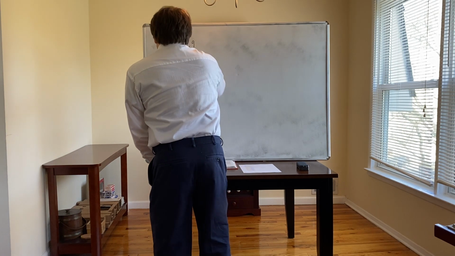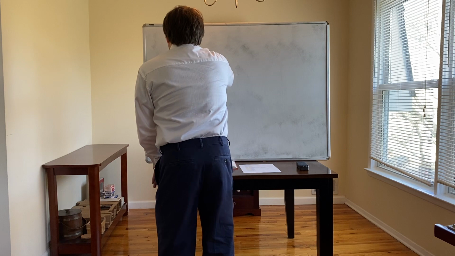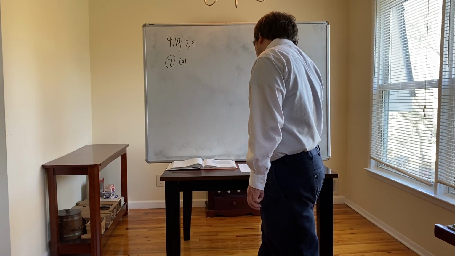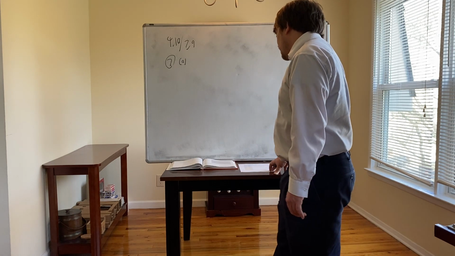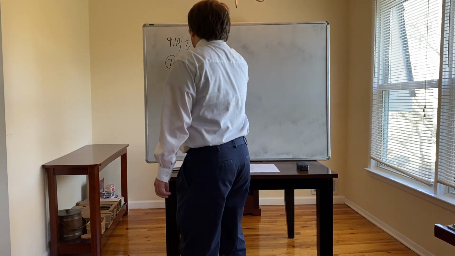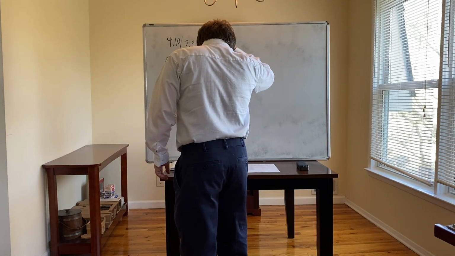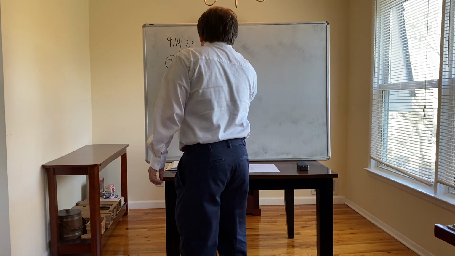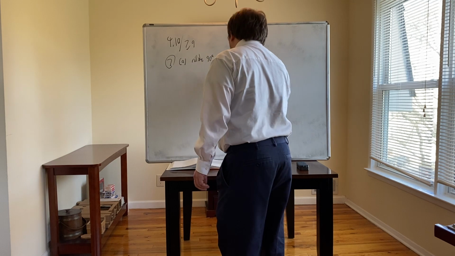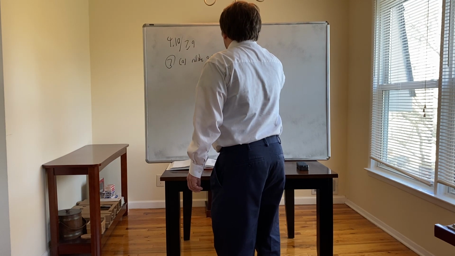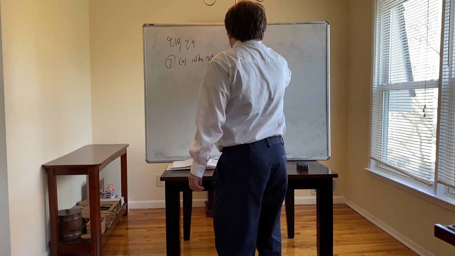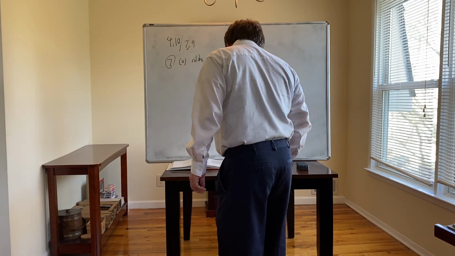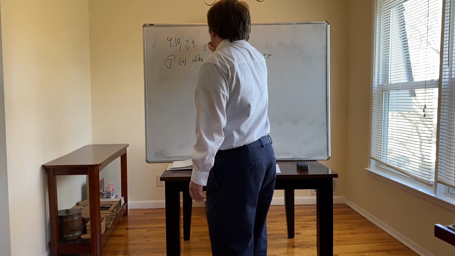Okay, so for number 7, let's look at part A. Part A says a rotation of 90 degrees followed by a reflection about the line y equals x. So we're going to rotate 90 degrees, then we're going to reflect about the line y equals x. And the goal is to find the standard matrix.